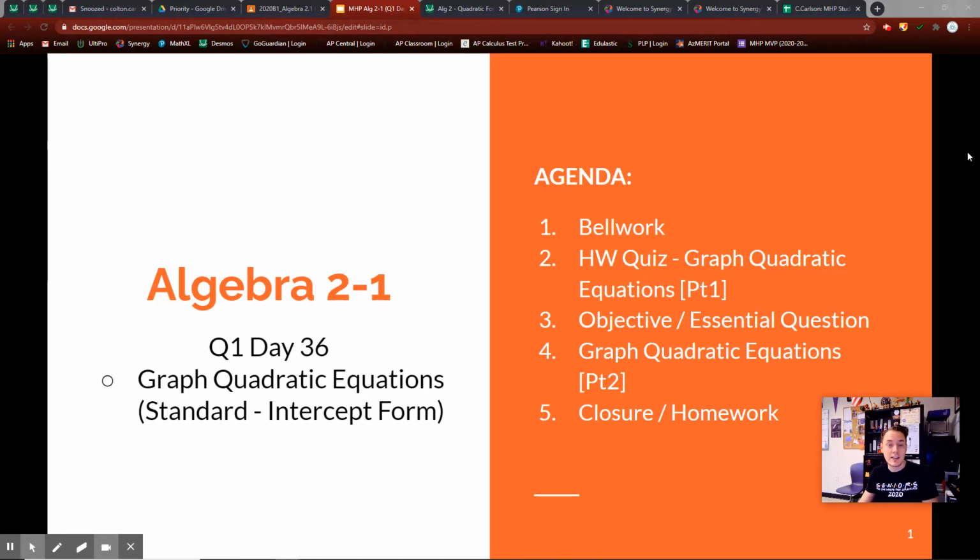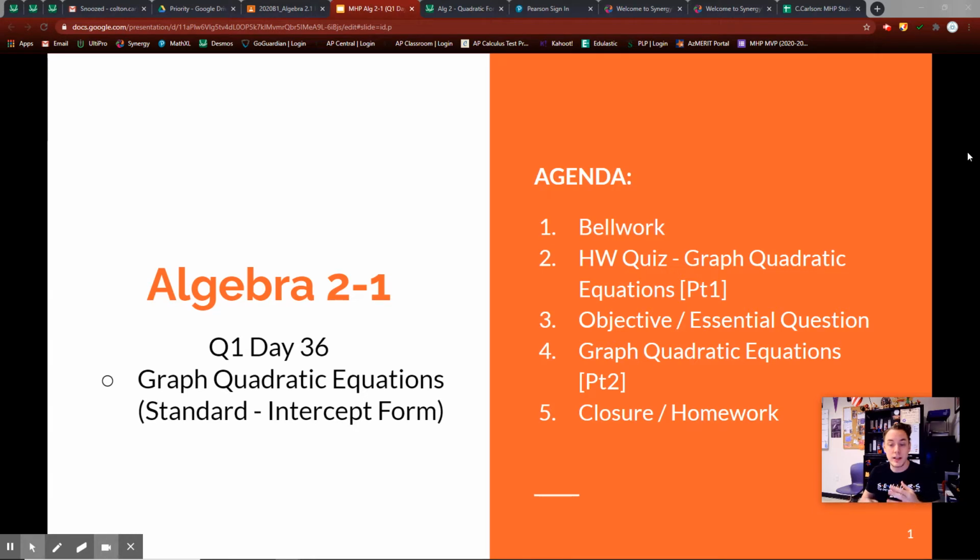We're going to look at the intercepts and then the standard form. If the quadratic graph is in standard form, how can I graph it? How can I use the intercepts to graph it? And how do I find my vertex? So we are going to be talking about that today.